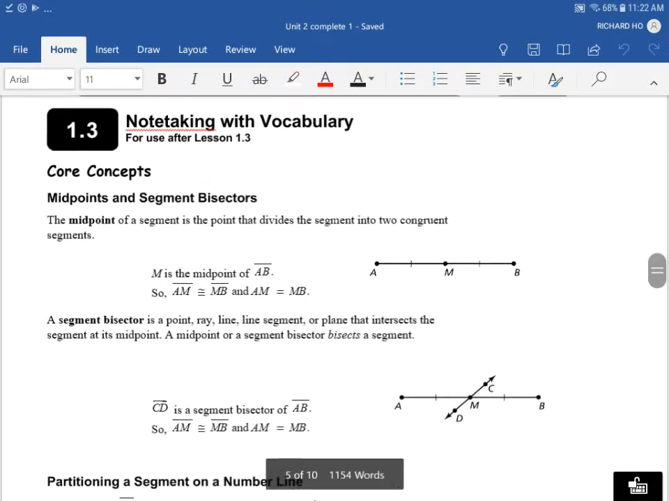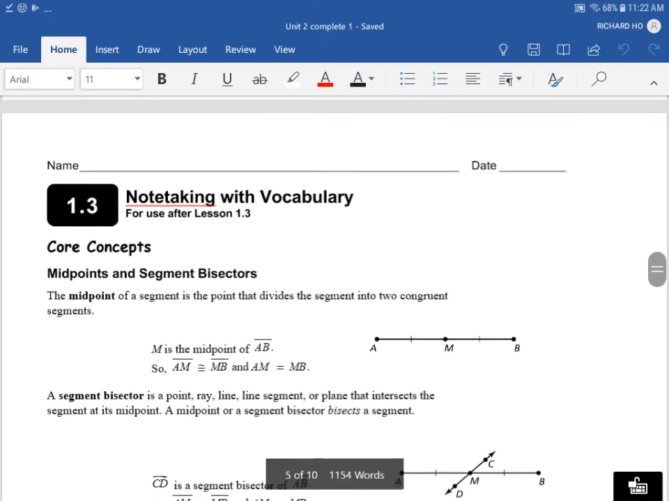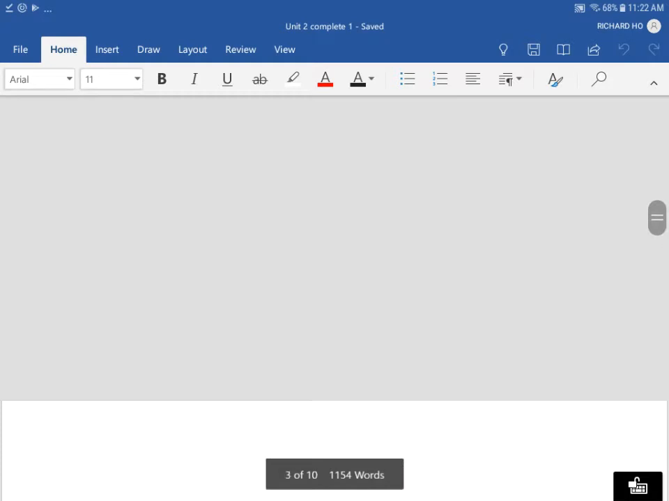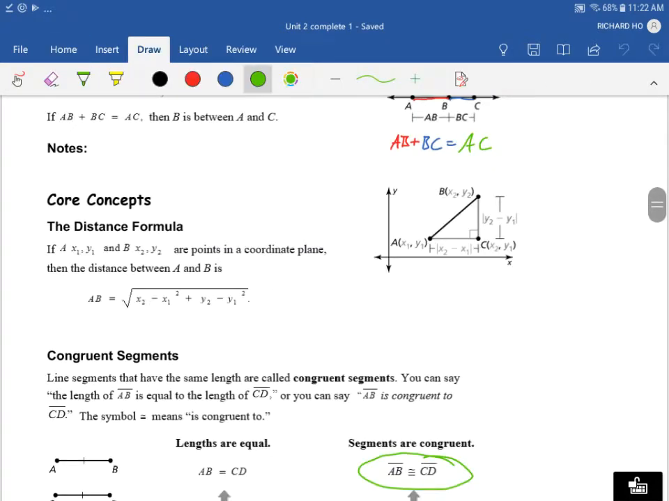So we're at 1.3. Here is your formula. Oh wait, that's not it. Where is the formula? I think it's the previous one. Here it is. Distance formula. This is what we're working with today. Yours has parentheses in here. Mine does not for some reason. So this is the distance formula. This is what we're doing today.